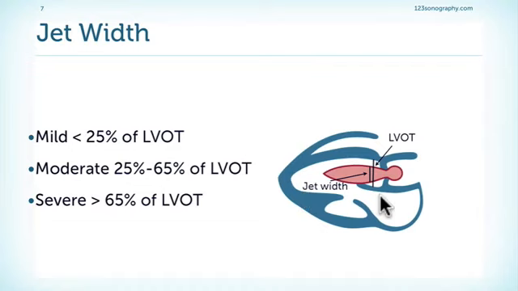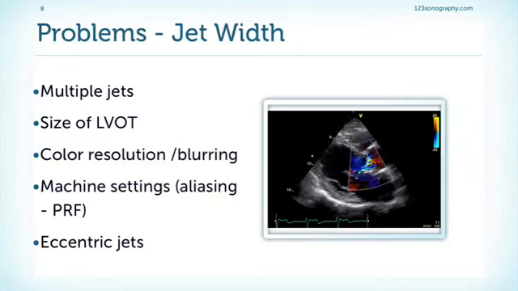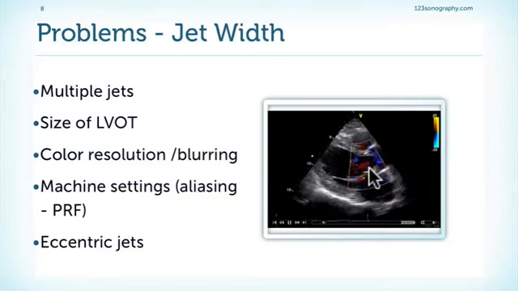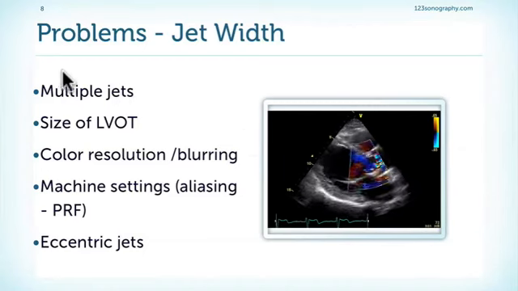Let's take a look at another way of quantifying aortic regurgitation with the help of the jet. Well, we can look at the width of the jet and compare it to the LVOT. If it is below 25% of the LVOT, then we can consider regurgitation to be mild. If it's between 25 and 65% of the LVOT, it's moderate, and if it's above 65%, it's usually severe. Even though it's quite clear that the broader the jet is, the more severe regurgitation is, there are still a number of problems that you will encounter in clinical practice.